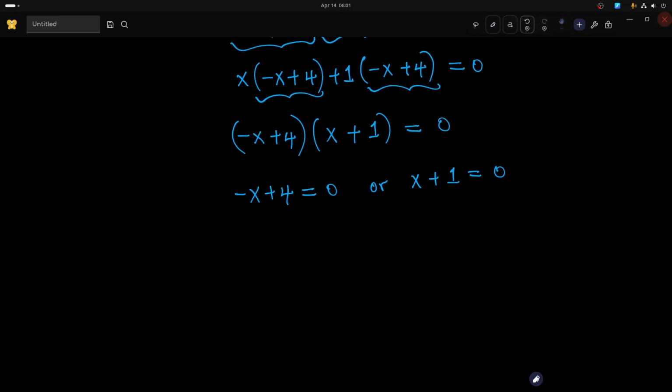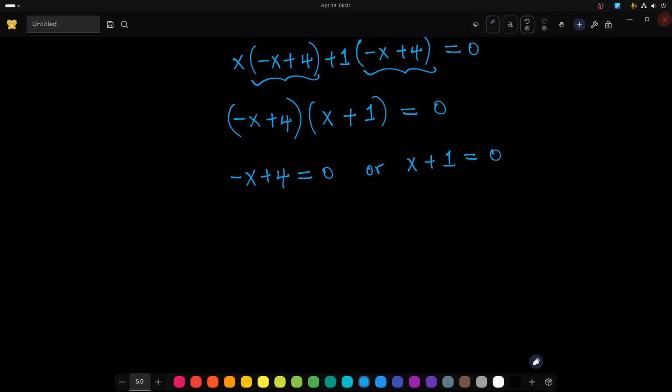Then in this case, let's just take x to the right side, where it becomes positive. So we are going to have 4 is equal to x, which means that x is equal to 4. Or in this other case, we take 1 to the other side and it's going to be negative. So 0 minus 1 is going to give us negative 1. So either x is 4 or x is negative 1.